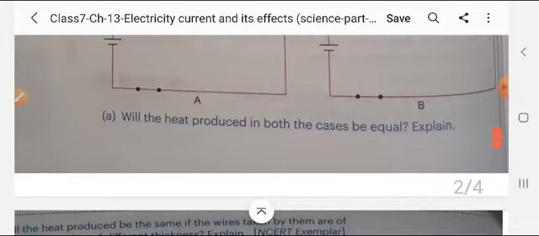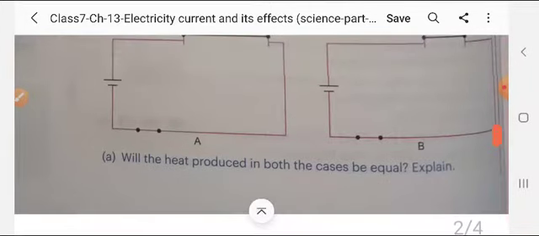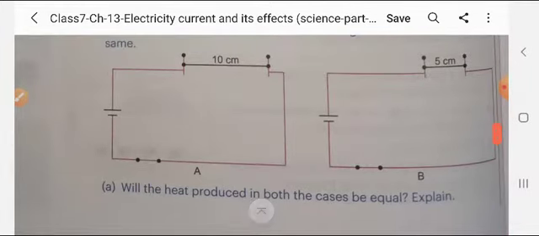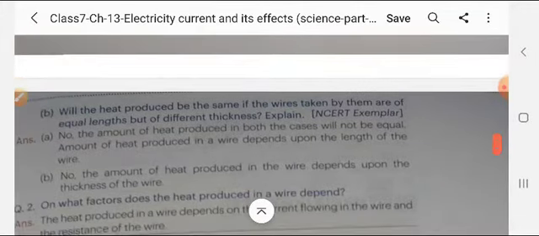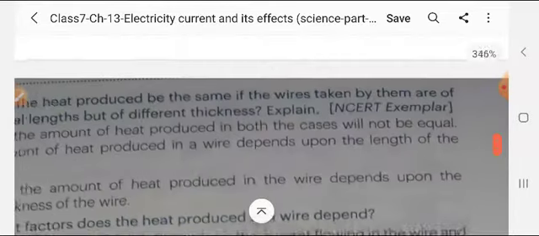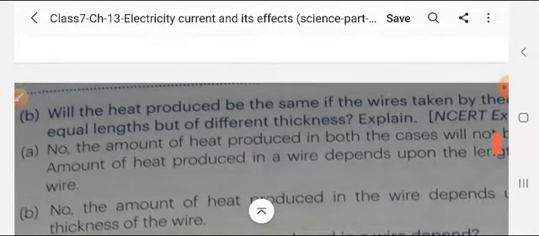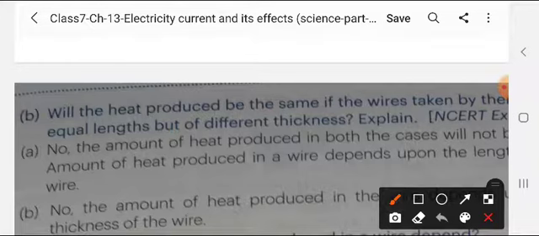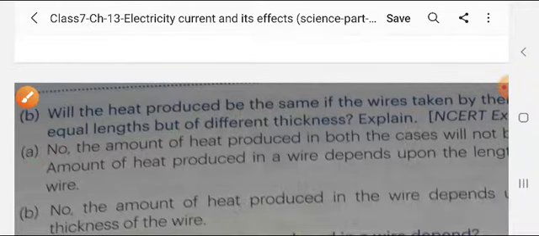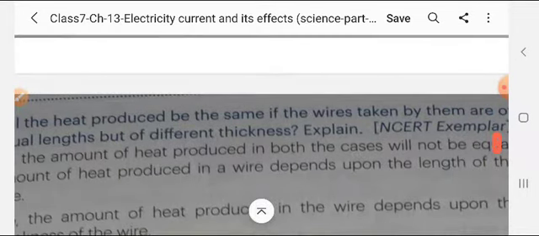So the question arises: will the heat produced in both the cases be equal? Because as you know, when current flows it produces a heating effect, which I have already told you. So this question has been asked, will the heat produced in both cases be equal? And the explanation is no. The amount of heat produced in both the cases will not be equal.